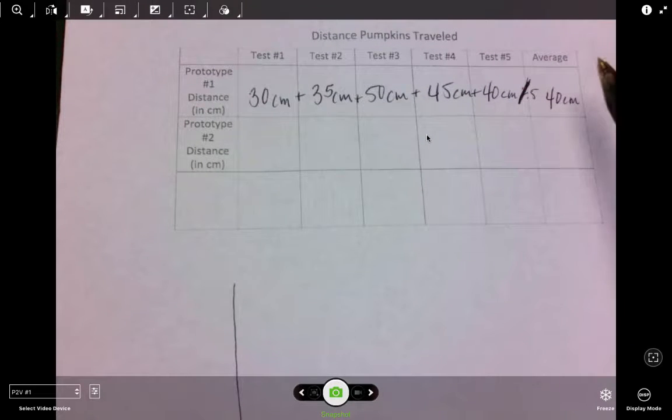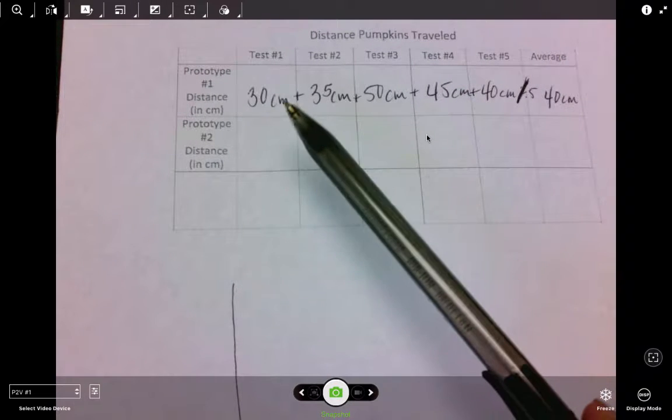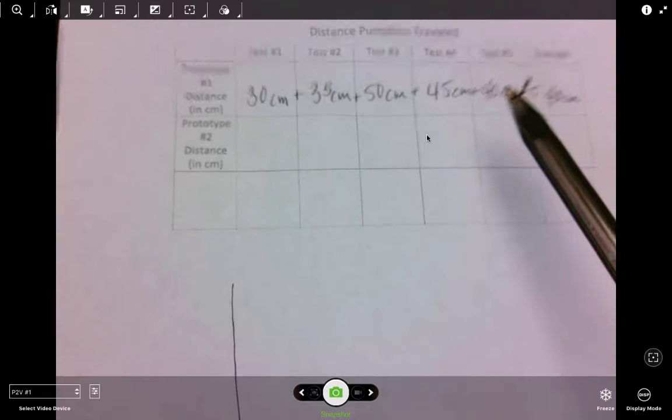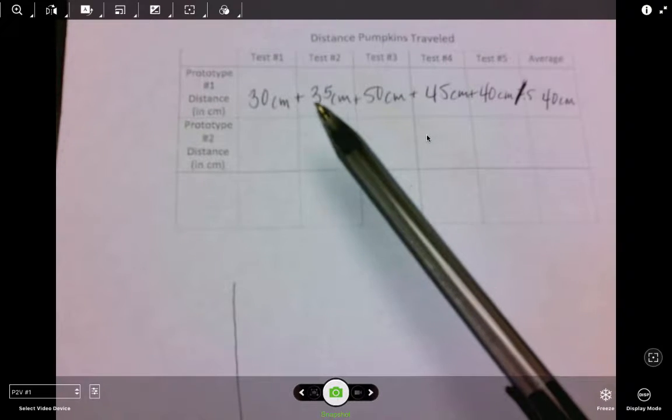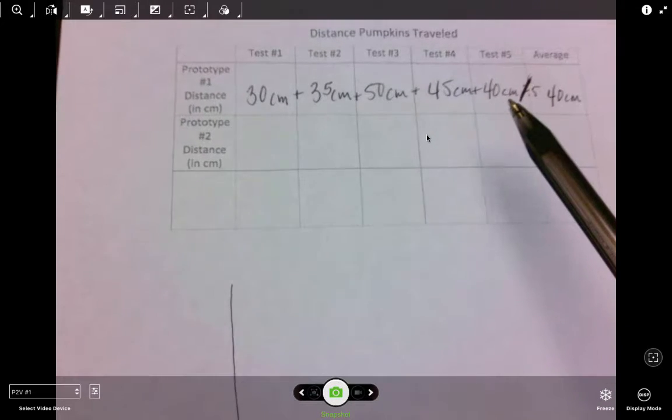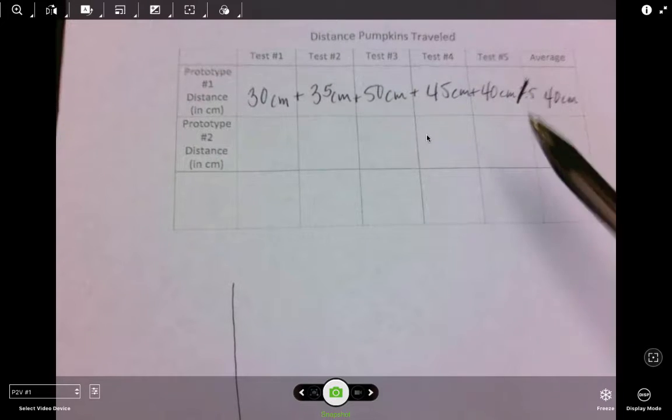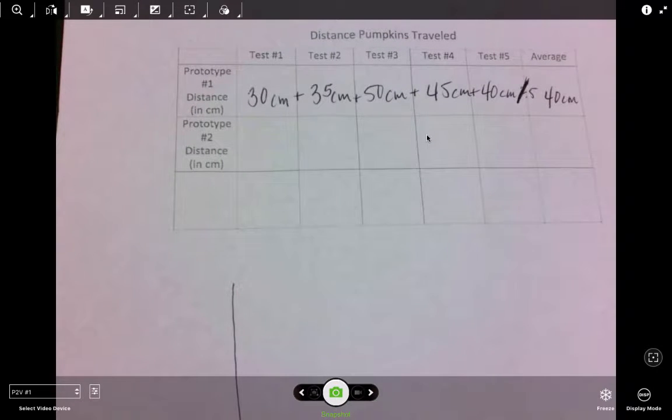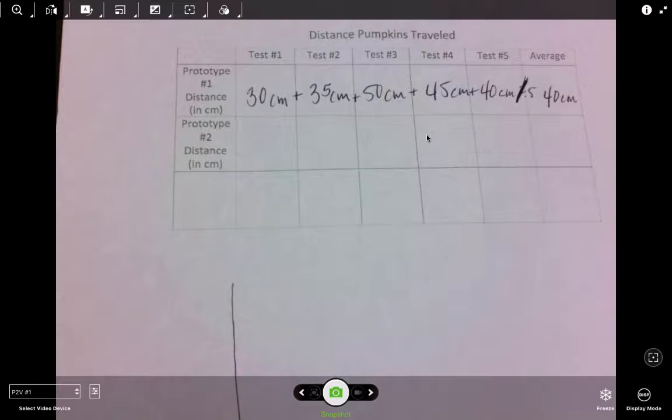Now, one question I had in class a lot was how do I find the average? The way that you do that is you add all five of the tests together. You can see that I put the plus signs and added all five tests together, and then I divided the sum by five. The reason is that to find the average, you divide by the number of tests that you had. There were five tests, I added all of them together and divided by five, and 40 centimeters was the average.